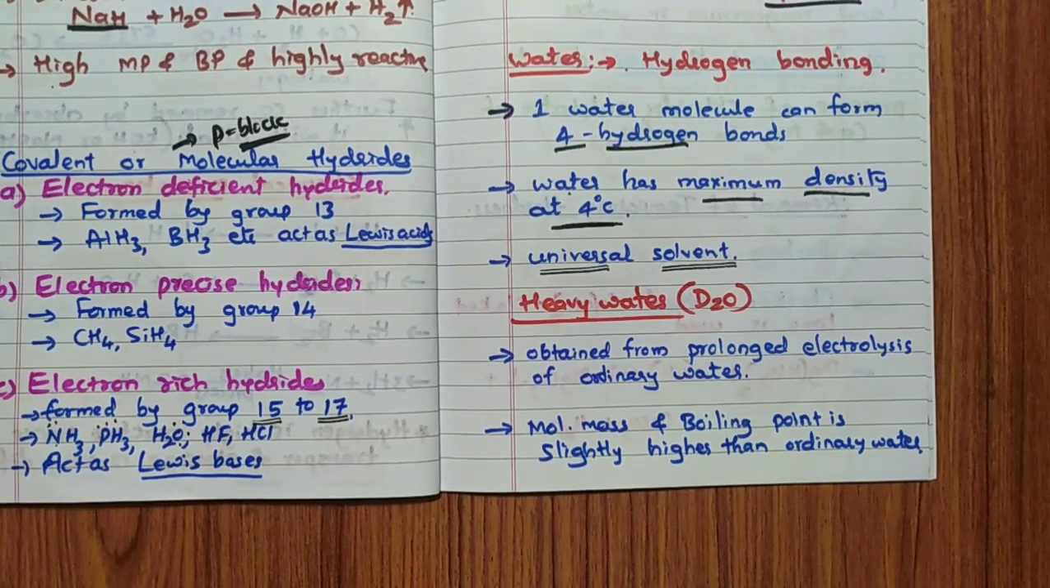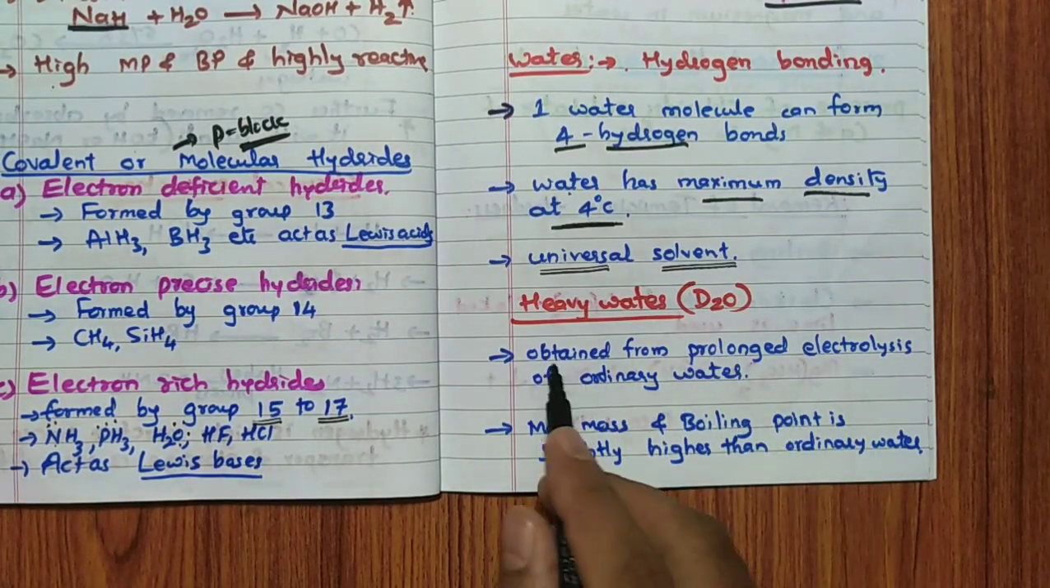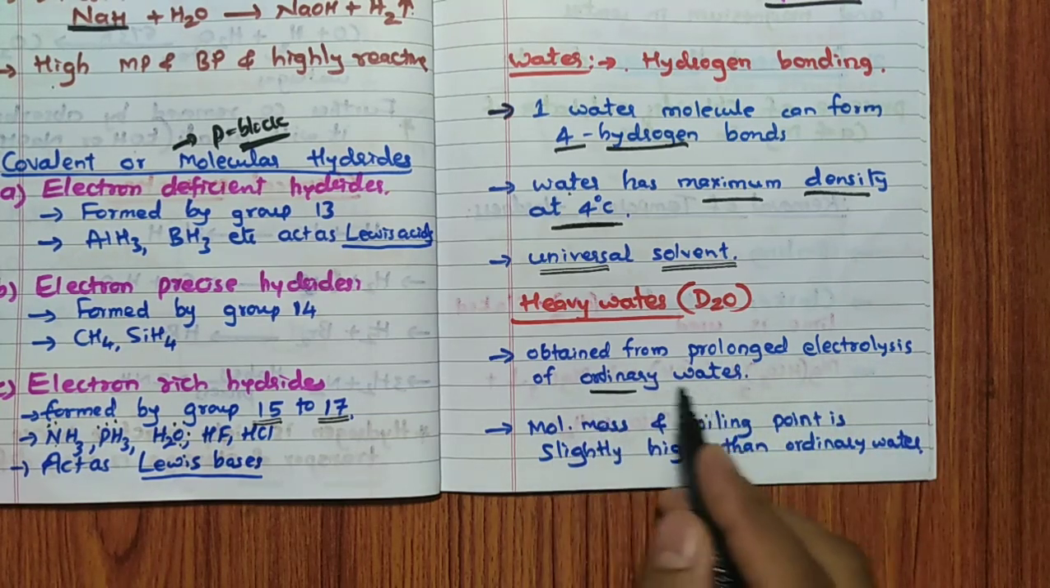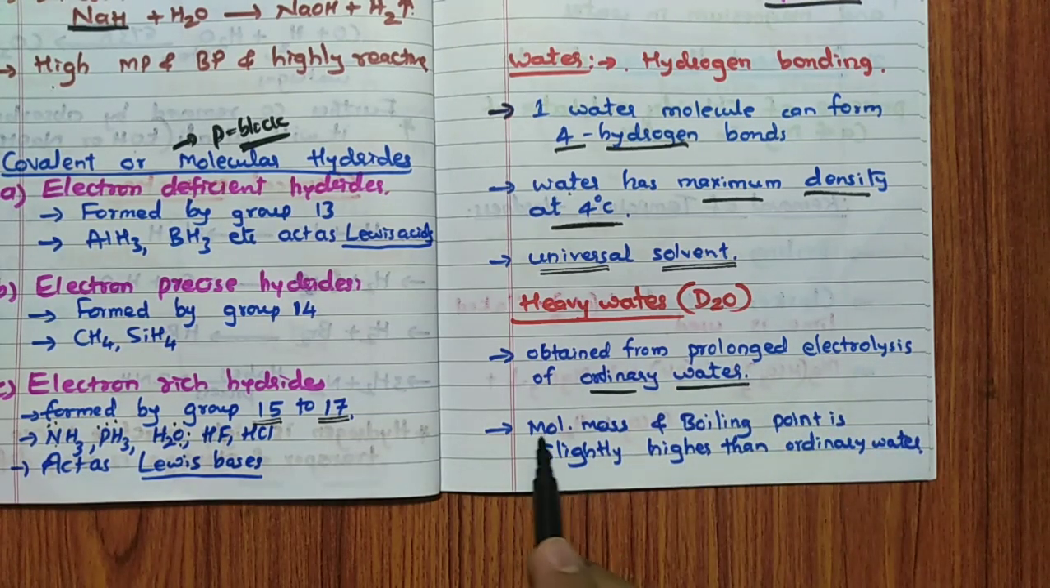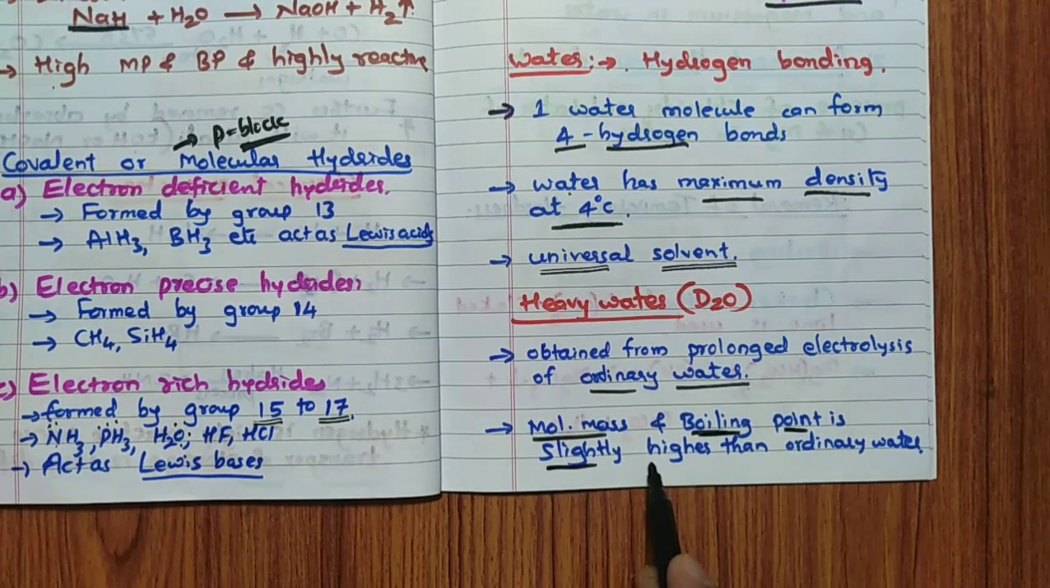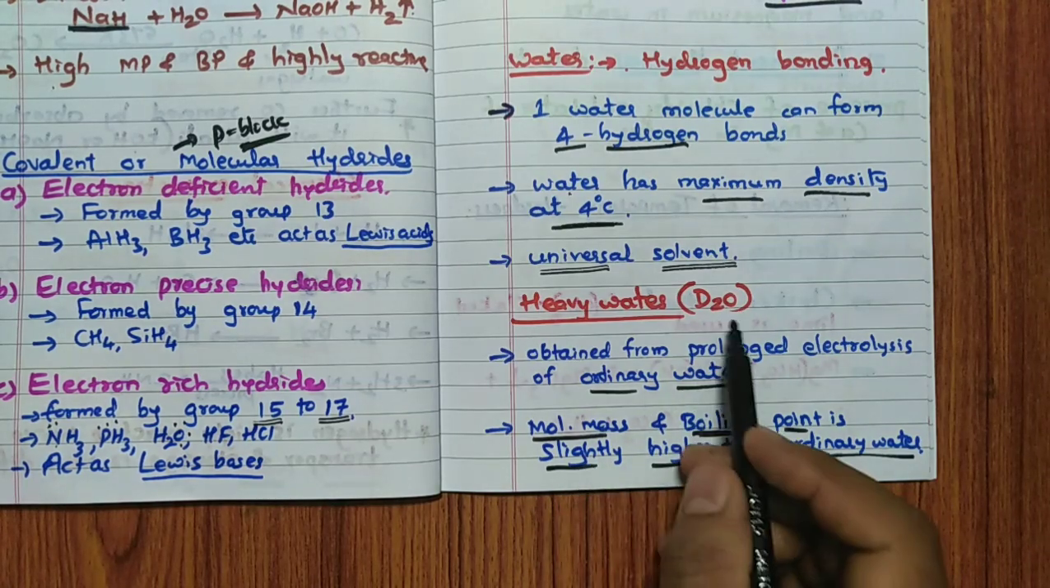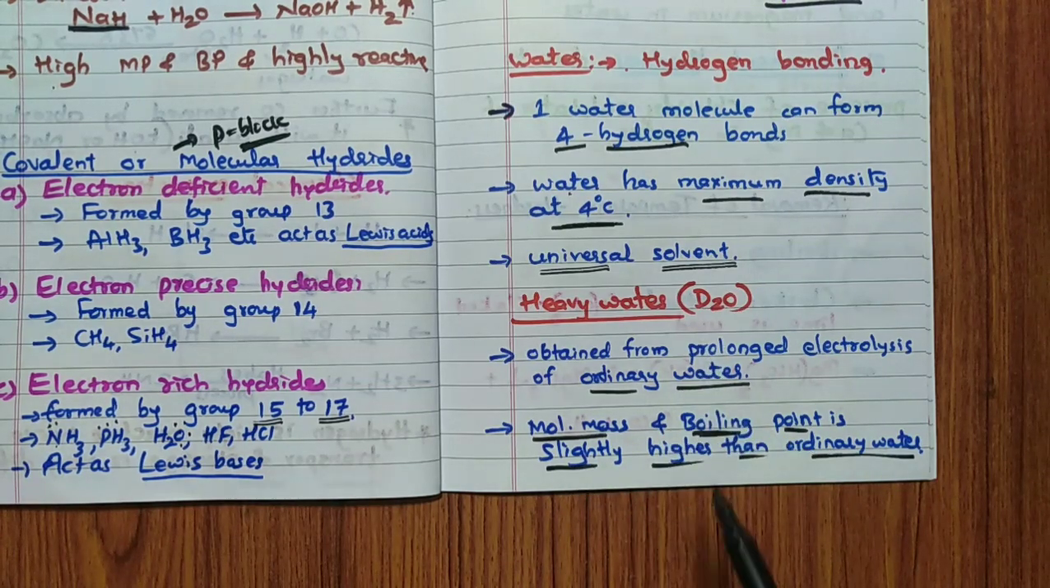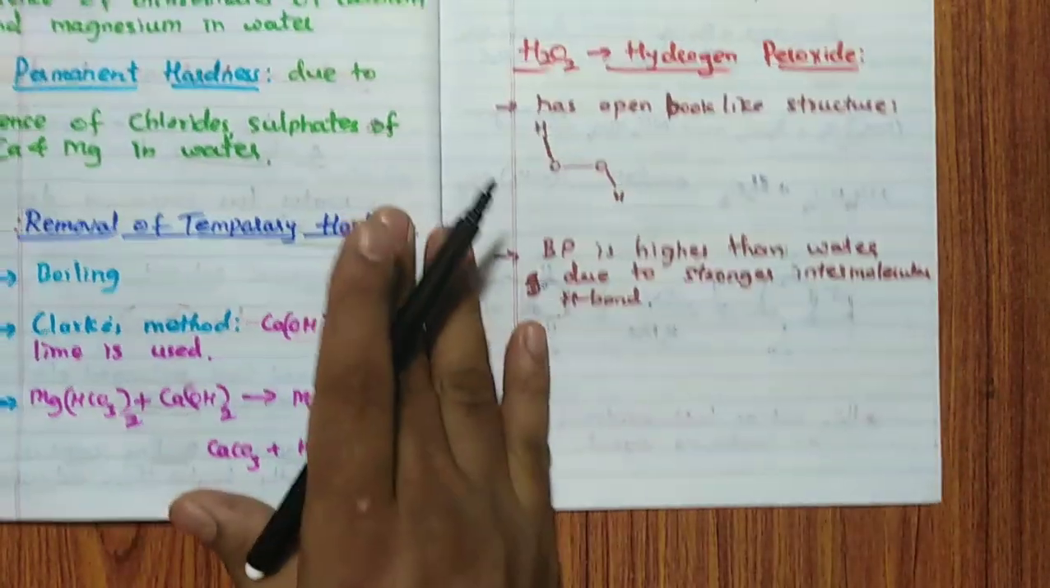Then heavy water. Heavy water is nothing but D2O, so deuterium is present instead of hydrogen. It is obtained from prolonged electrolysis of ordinary water. Its molecular mass and boiling point are slightly higher than ordinary water. That is obviously because this has D, that has hydrogen. So it is heavy because of the higher molecular mass. That is about heavy water.